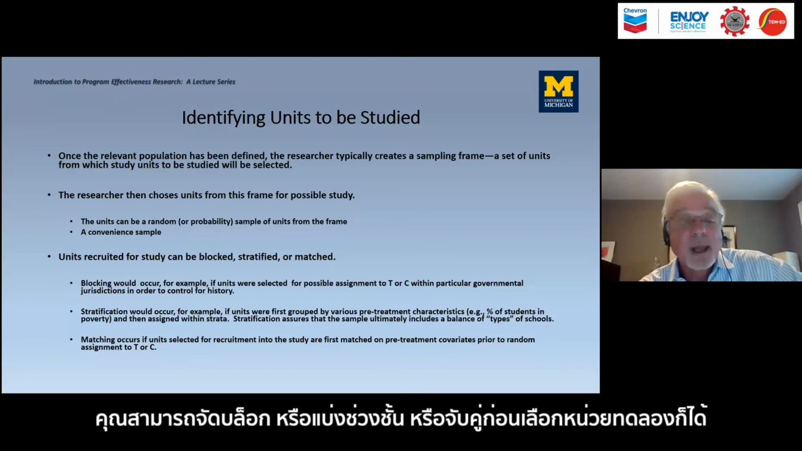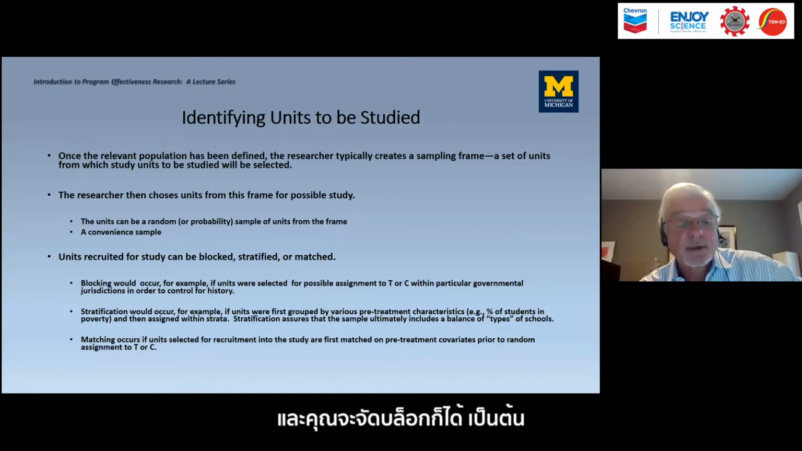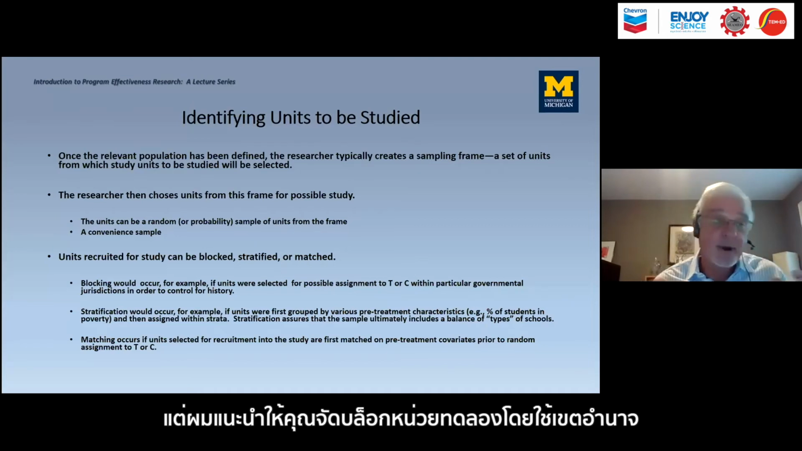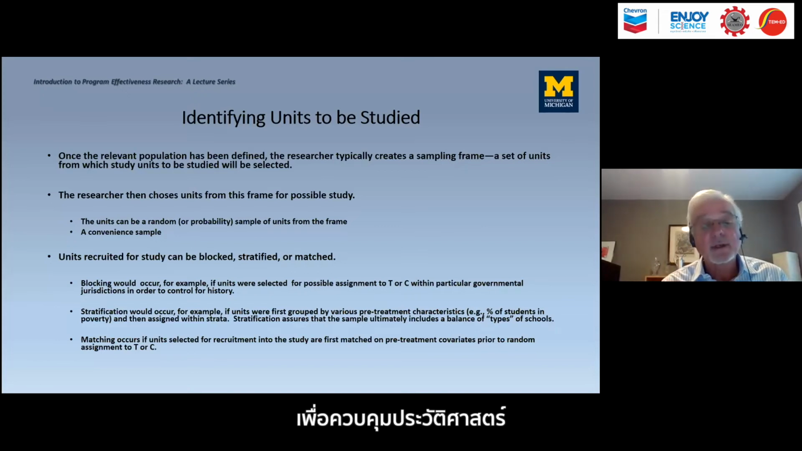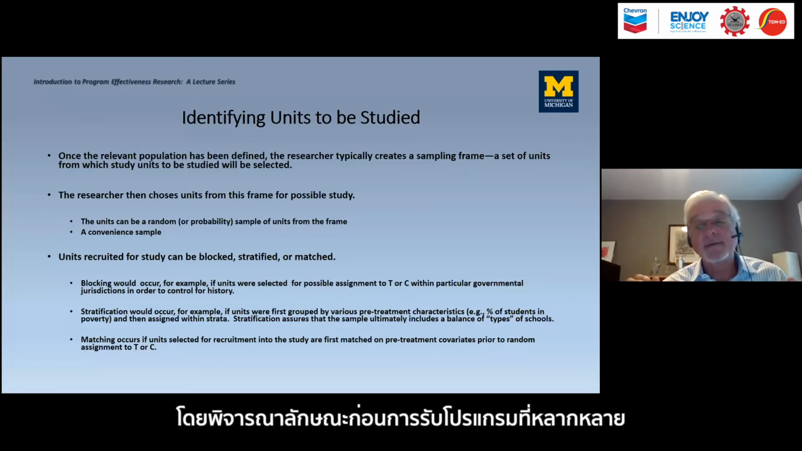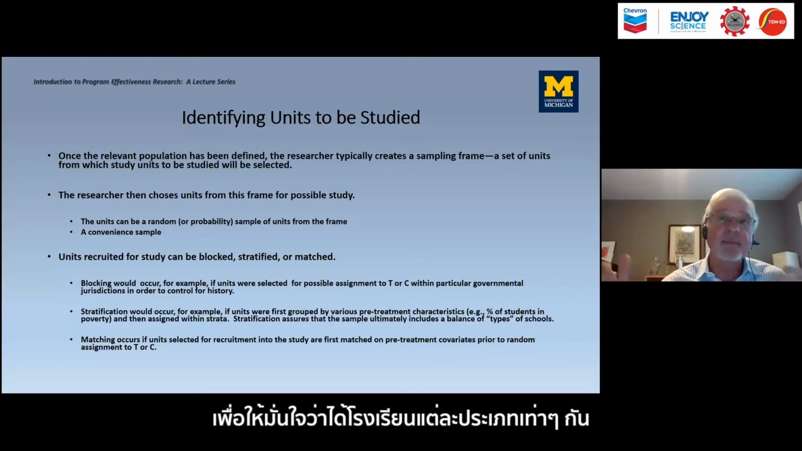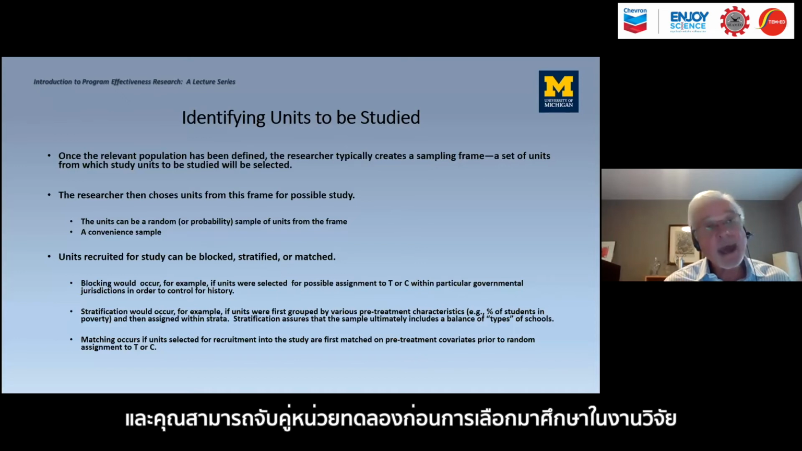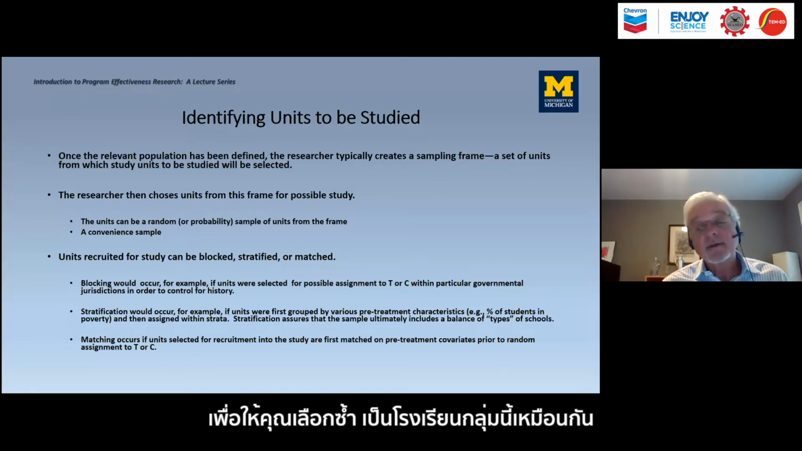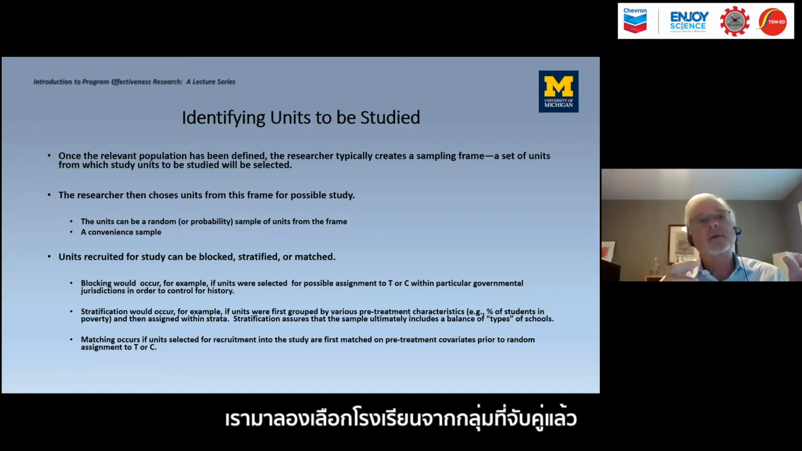Now, you can also block or stratify or match prior to selection. You'd block, for example, and I recommend that you do this, by jurisdiction to control for history. You can stratify on the basis of various pretreatment characteristics to assure you get a balance of types of schools. And you can match units prior to recruitment into this study, so that you're picking replicates. You say these groups of schools are alike. Let's try to recruit schools from that matched group.